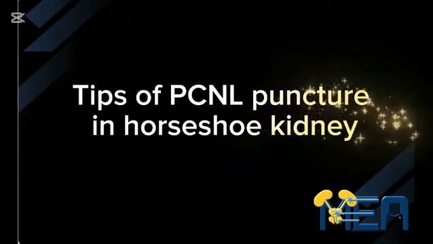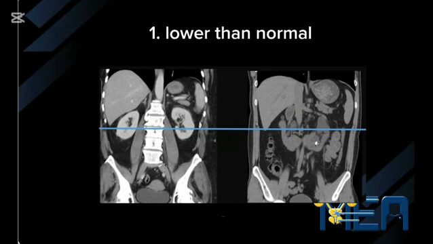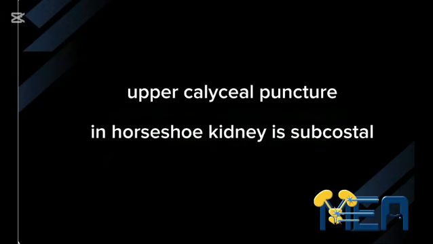Tips of PCNL puncture in horseshoe kidney. The horseshoe kidney is located lower than the normal kidney. So, the upper calyceal puncture in horseshoe kidney is usually subcostal, not supracostal.